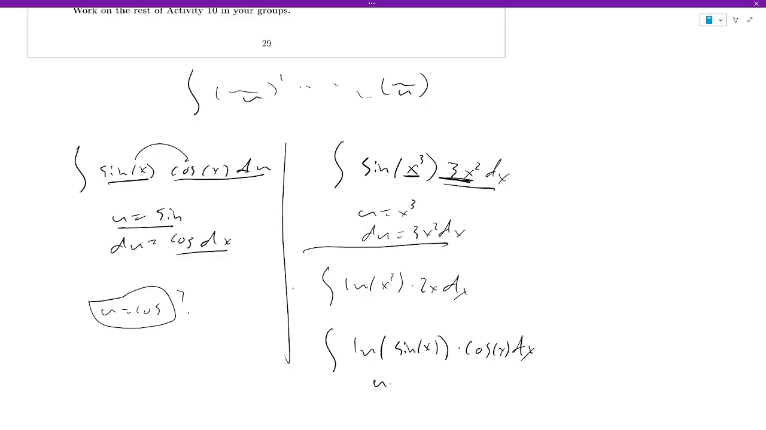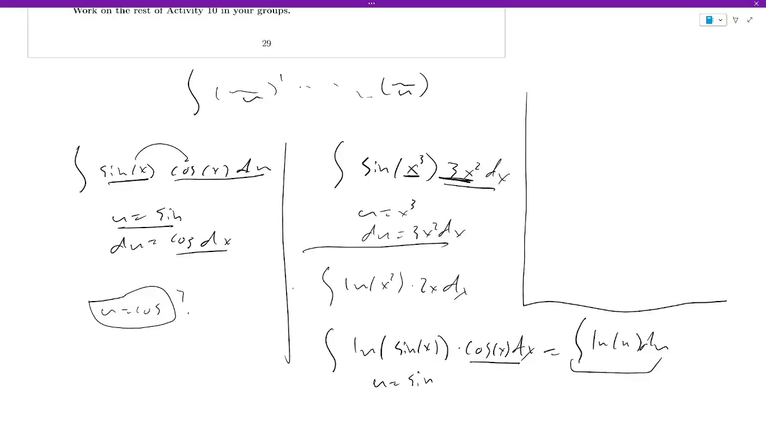Why is this a u-sub? If I do u equals sine, its derivative is going to be cosine x dx. That's going to cancel. It'll look like the integral of log of u du. Now this is not necessarily an easy integral to do, but we'll come back to that later.